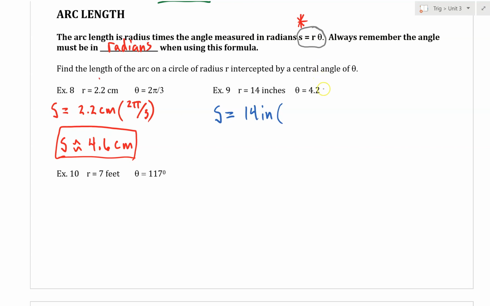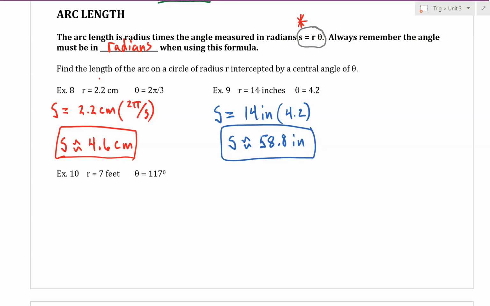This is radian measure, so 4.2. We do the work here and we round to one decimal. This would be approximately 58.8 inches. That would be our arc length.